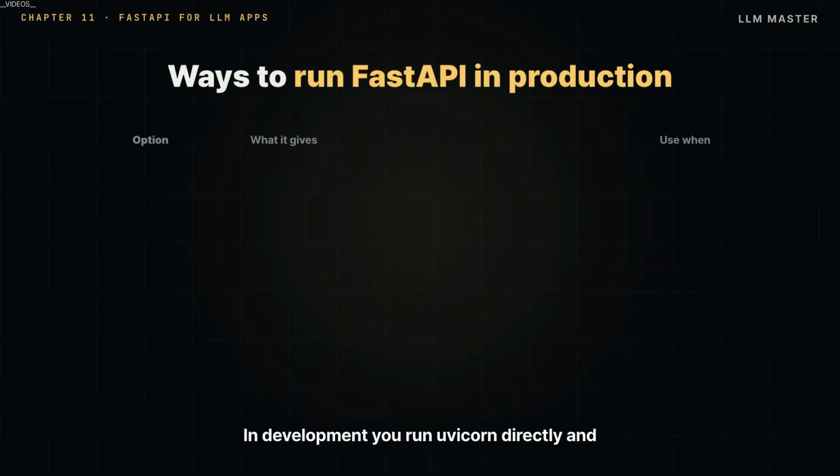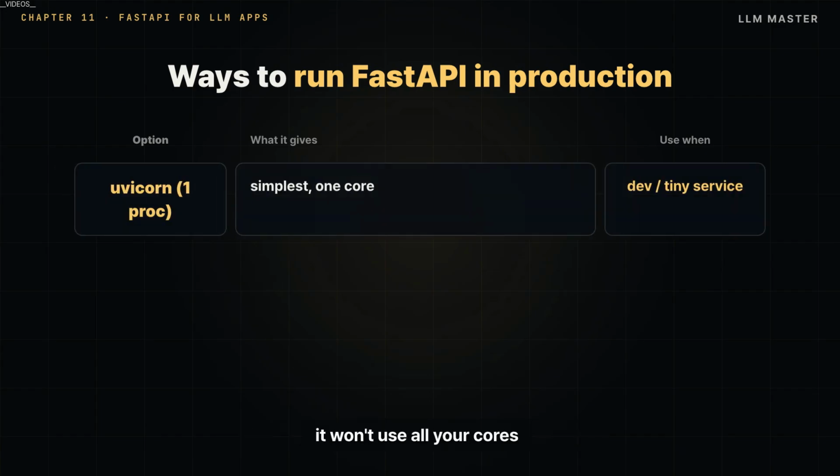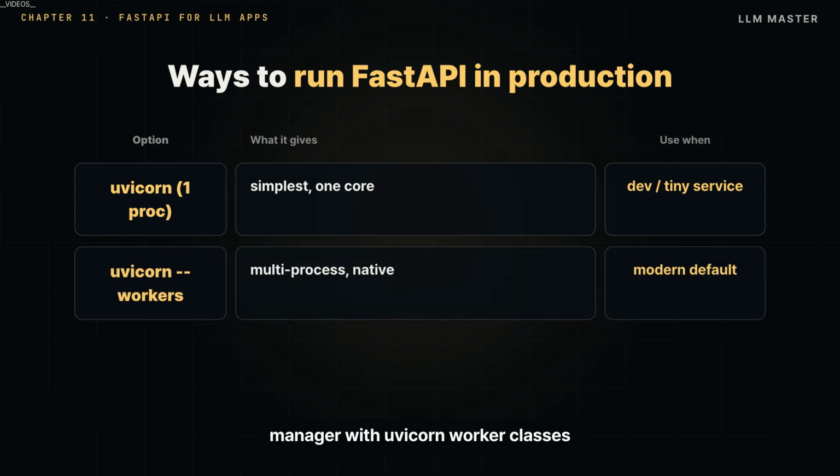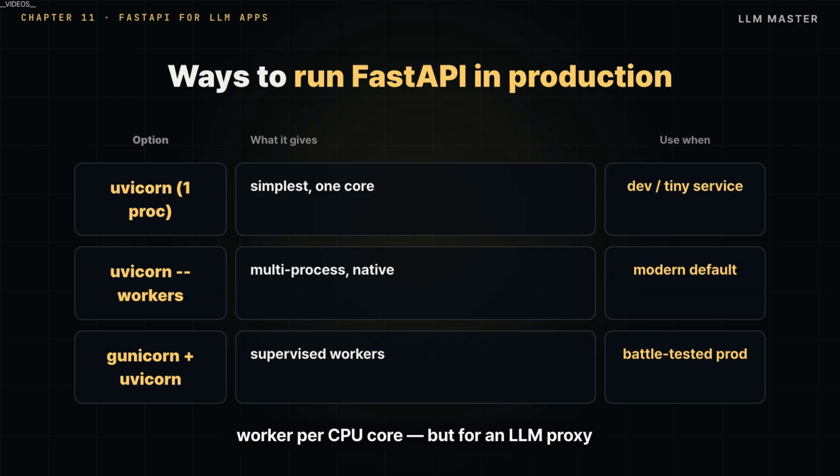Time to ship it. In development, you run Uvicorn directly, and it's fine, but a single Uvicorn process is one process. It won't use all your cores, and if it crashes, your API is just down. For production, the standard move is to run multiple worker processes. The classic pattern is Gunicorn as the process manager with Uvicorn worker classes. So Gunicorn supervises and restarts workers while each worker runs your async app. Newer setups run Uvicorn with a workers count directly. Either way, the rule of thumb is roughly one worker per CPU core.